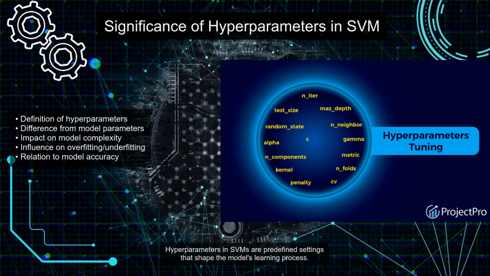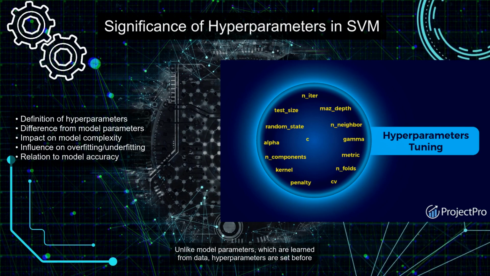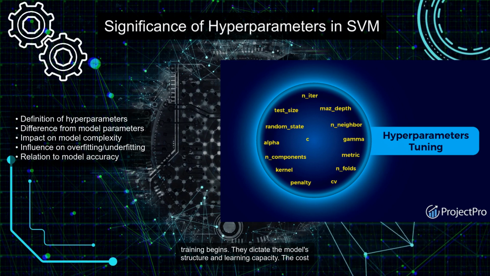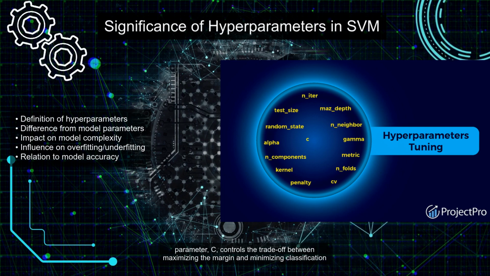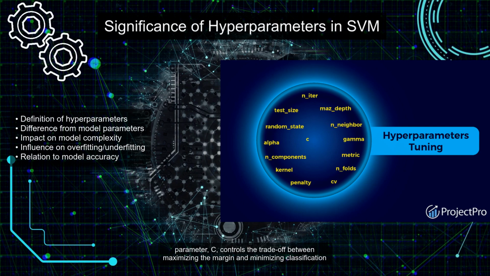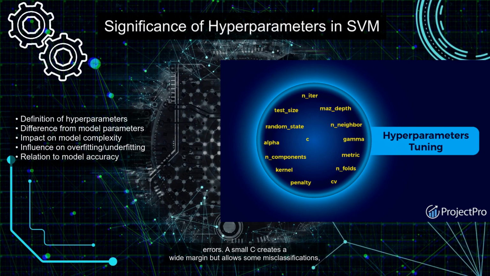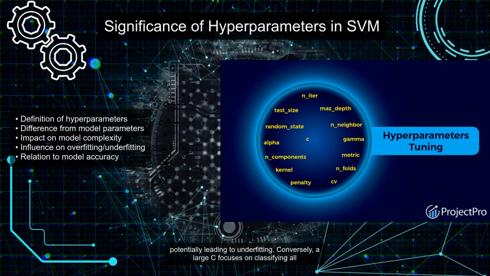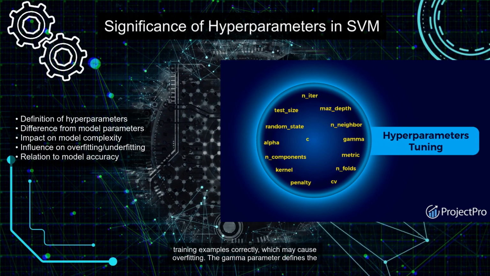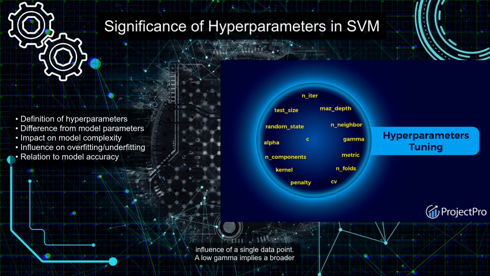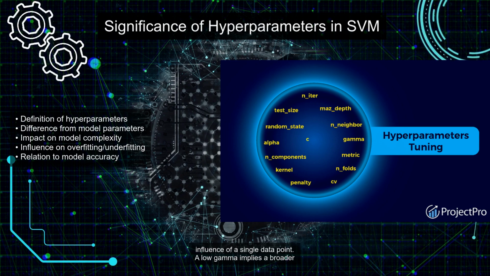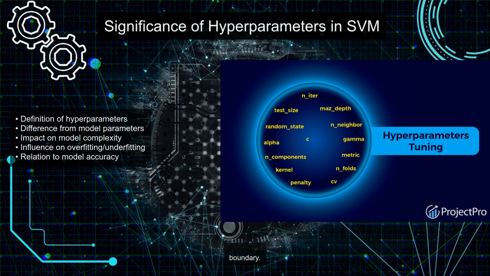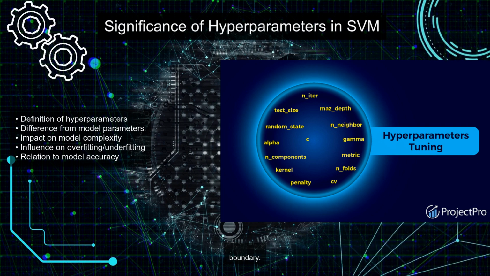Hyperparameters in SVMs are predefined settings that shape the model's learning process. Unlike model parameters, which are learned from data, hyperparameters are set before training begins. They dictate the model's structure and learning capacity. The cost parameter, C, controls the trade-off between maximizing the margin and minimizing classification errors. A small C creates a wide margin but allows some misclassifications, potentially leading to underfitting. Conversely, a large C focuses on classifying all training examples correctly, which may cause overfitting. The gamma parameter defines the influence of a single data point. A low gamma implies a broader influence, while a high gamma captures more detail, impacting the model's decision boundaries.